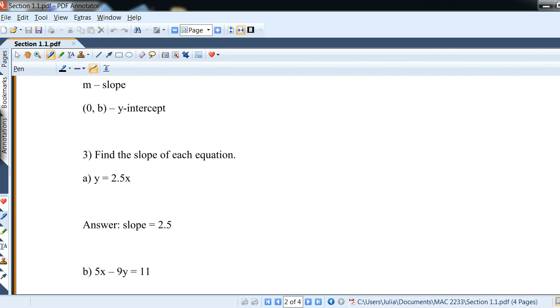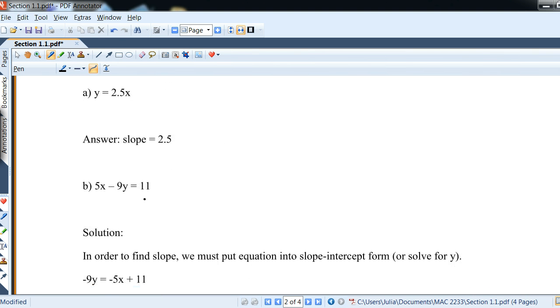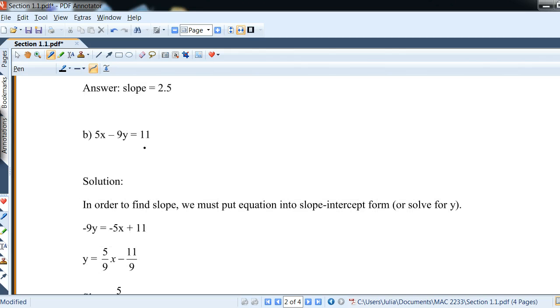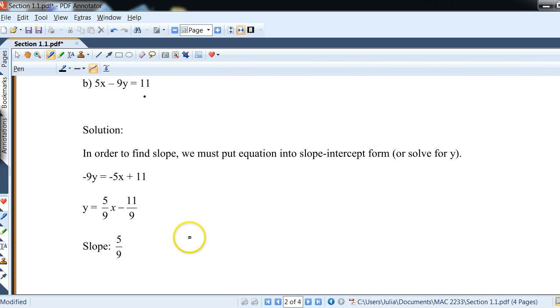And the next example, what if it's not in slope-intercept form? Well, in this case, we would need to solve for y, and that's how we can find the slope. So we need to put it in slope-intercept form. How do we do that? We solve for y. Notice how you can subtract the 5x from both sides. Then you can divide by 9. So we'll get 5 over 9 x minus 11 over 9. So what is the slope? You can probably see it. It's 5 over 9. Okay?